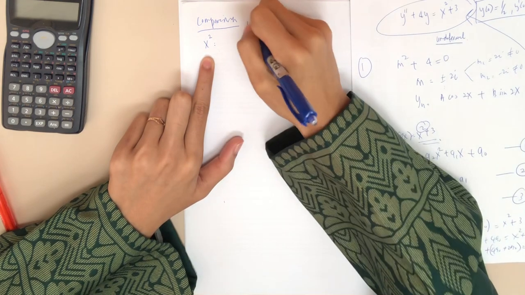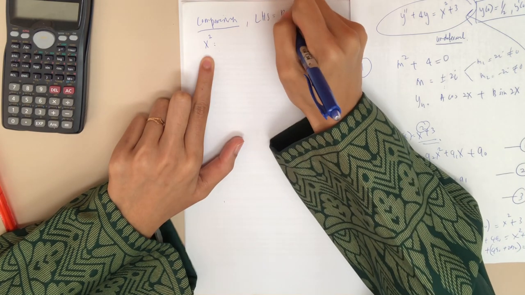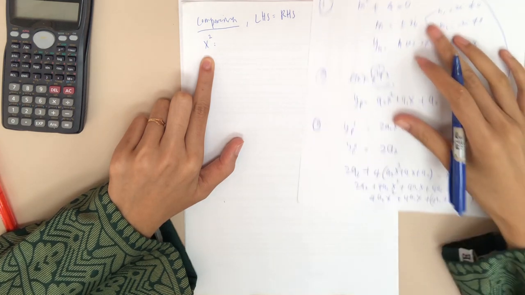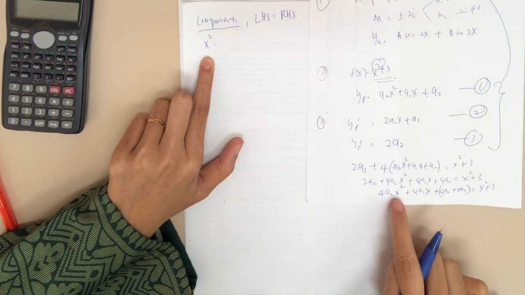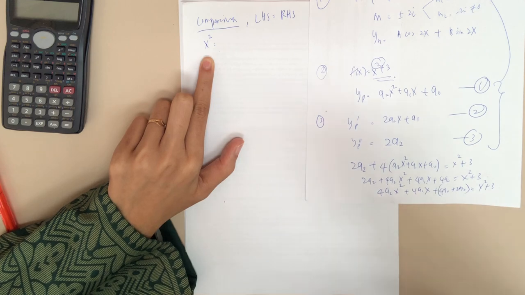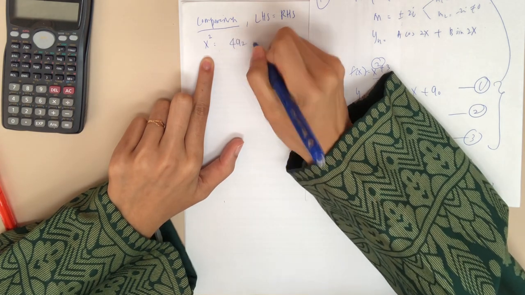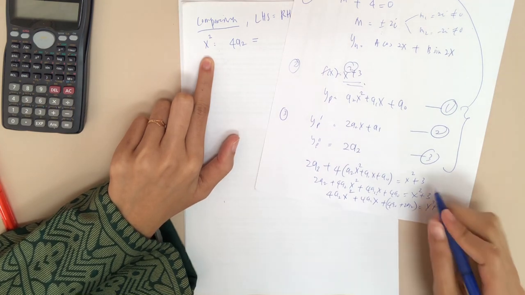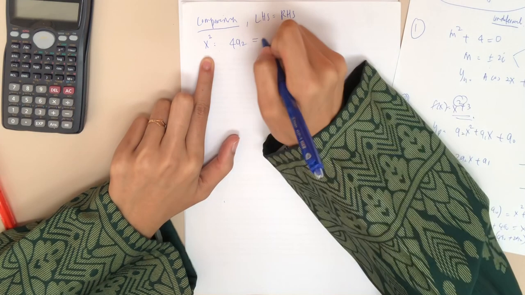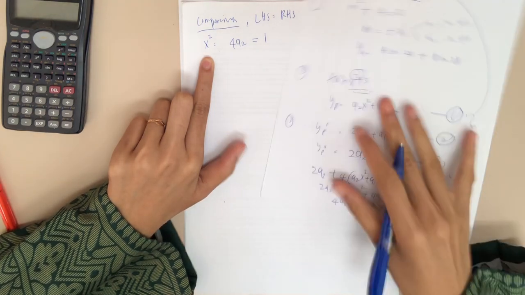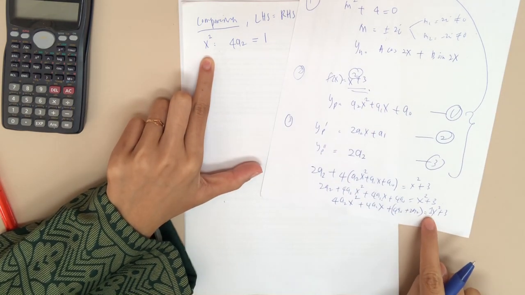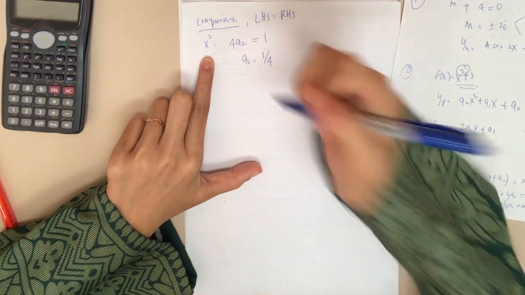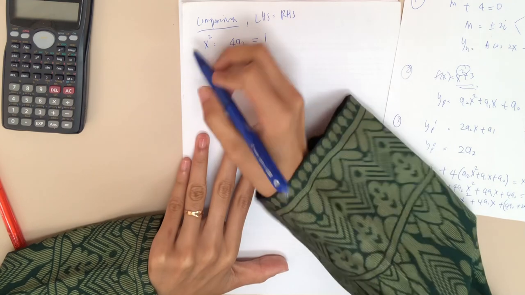Like I said, for comparison we compare what we have at the left hand side with the right hand side. At the left hand side, for x square we only have 4a2, and at the right hand side we have x square here. So that means 4a2 is equal to 1, because the coefficient for x square here is 1. So your a2 is equal to 1 over 4. Okay, done. So we go to x.